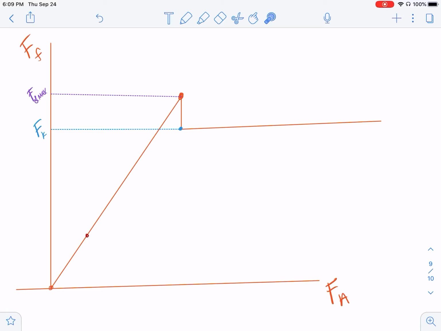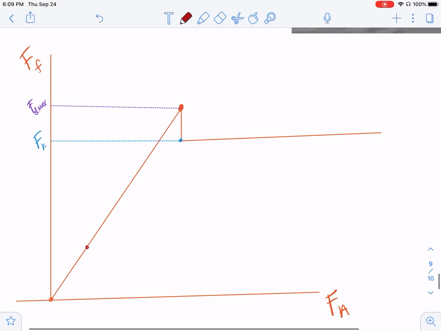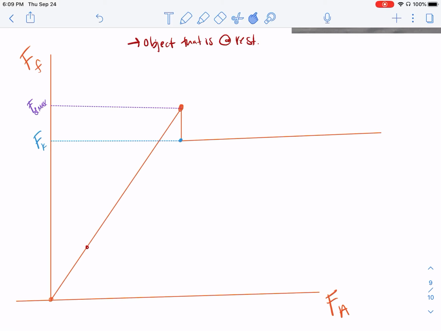Hold on, I do need to go back and start and talk about that we are talking about an object that is at rest, or at least that starts at rest. So an object that starts at rest. If an object is just sitting on the ground, there is no force applied, then there is no friction.